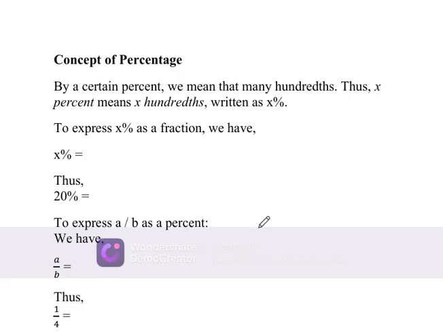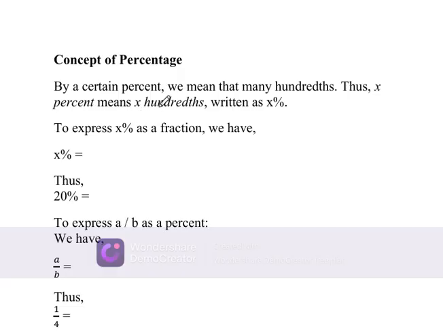This video is dedicated to the concept of percentage, especially for SSC CGL students. Here I'm going to discuss the entire concept from the very basics, along with important formulas and previous year questions. So please watch the video till the end. Let's start the concept of percentage.